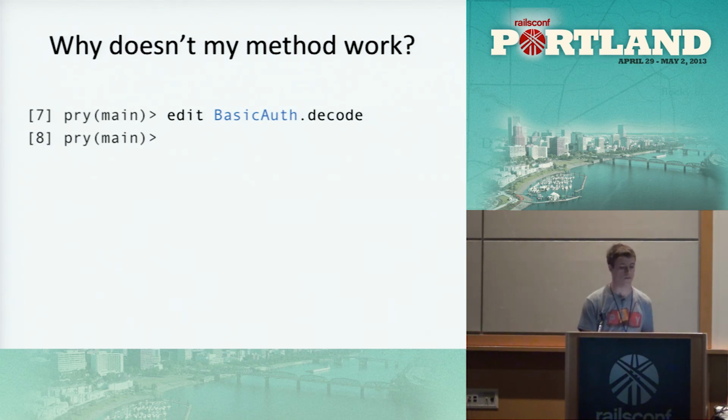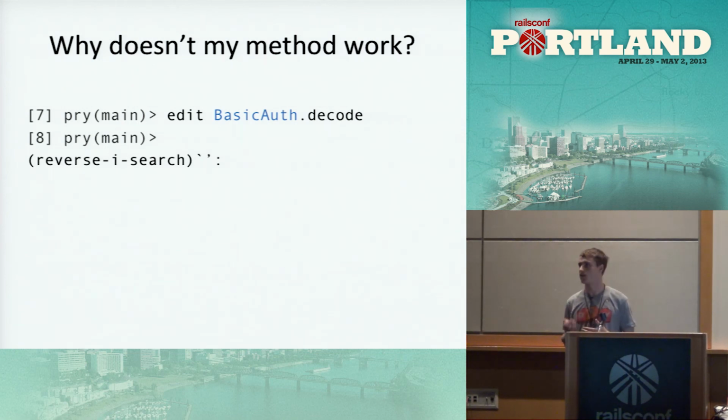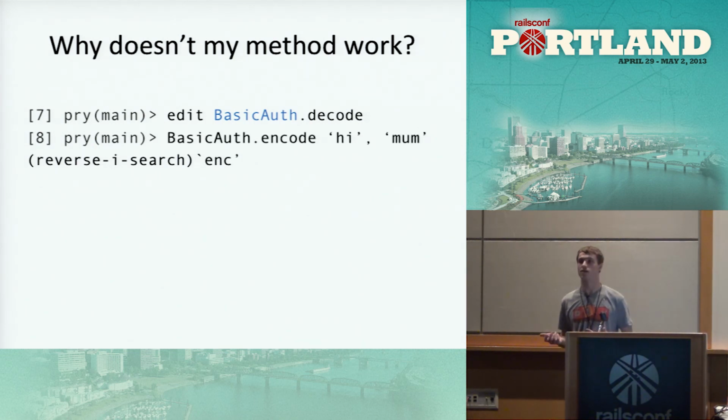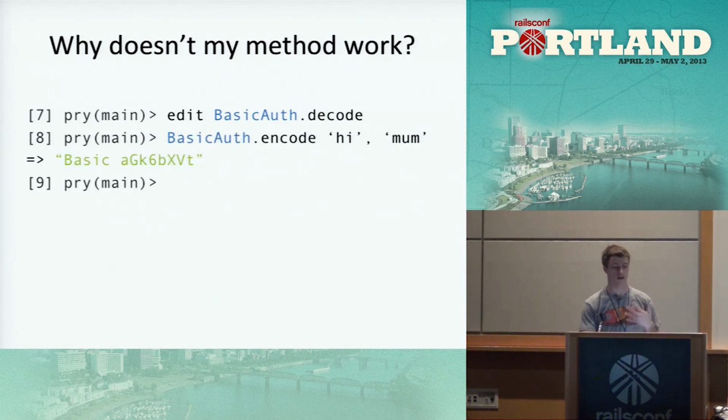So let's try that. Typo avoidance is the kind of secondary goal here. So instead of typing out BasicAuth.encode again, I'm going to use Control-R. Again, this works in Bash and IRB and Pry, and it gives you reverse search. So I want to rerun the line that was BasicAuth.encode, so I just type enc. That matches BasicAuth.encode, and so Pry copies the line down for me. My username is hi, my password is mum. I hit return, and still that method works, which is what we expect.